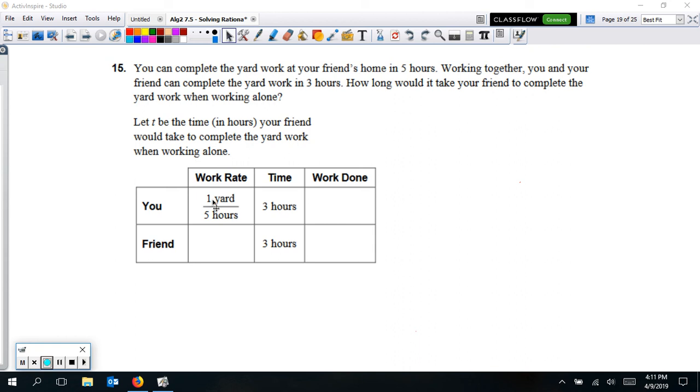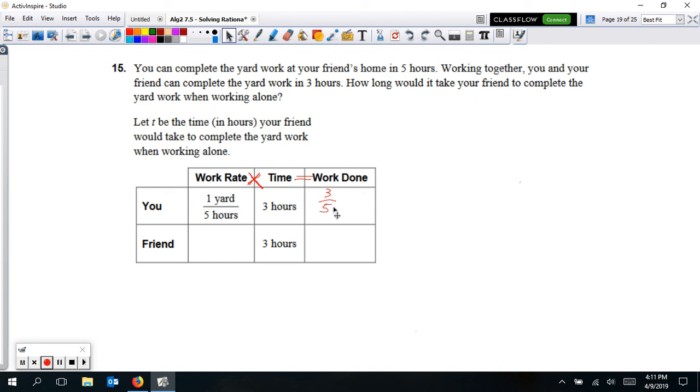So this is going to be the same idea where you're doing 1 yard in 5 hours, and together you're working here. It takes 3 hours. That's you working together. So really, what we see up here with work rate, time, and the work getting done, we want to realize that we're going to multiply work rate times time, and it's going to equal the work getting done. So write that in there. Work rate times time equals the work being done. And for your friend, he'd be doing 1 yard in t amount of hours.